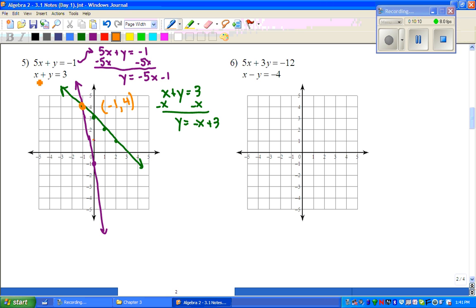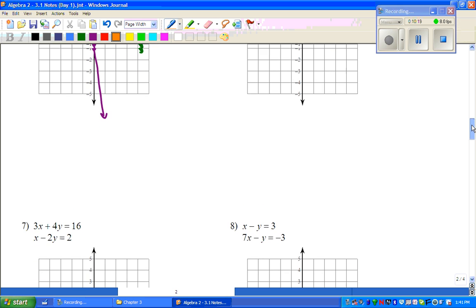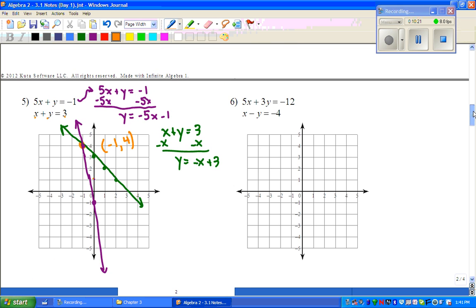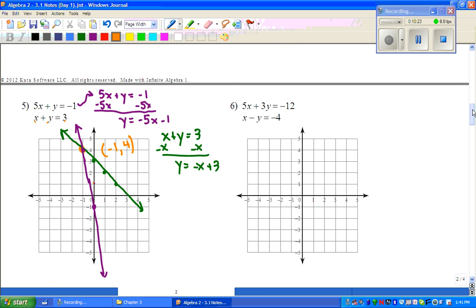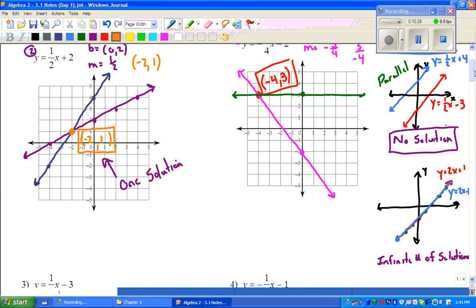If I substitute that in, what's -1 plus 4? I end up with 3 there. That right there is pretty much graphing to solve a system of equations. You just find the point of intersection. And remember, if you don't have a point of intersection, it follows one of these two special cases right here. In 3.2, we'll talk about solving systems by elimination and substitution.